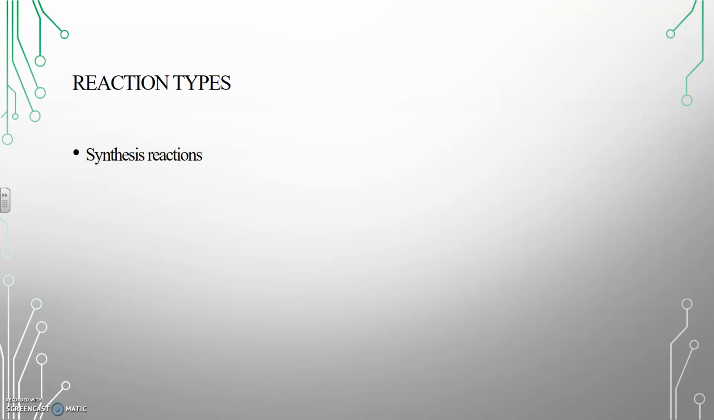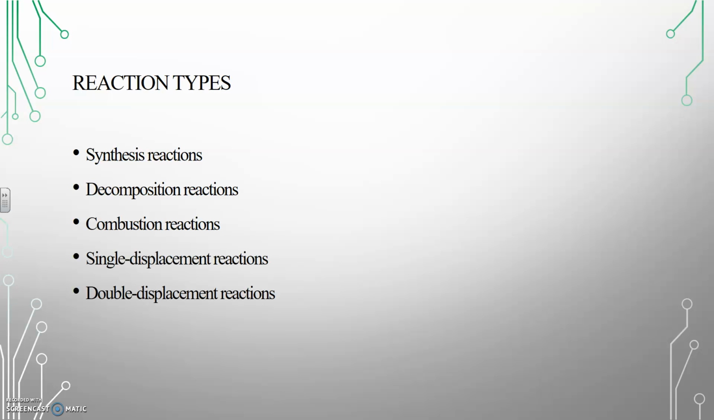So in this section, we're going to talk about the different types of reactions. So first up, we have synthesis reactions, we have decomposition, combustion, single displacement, double displacement, and redox. Okay, so 6 different types, and we're going to go through each of them here.